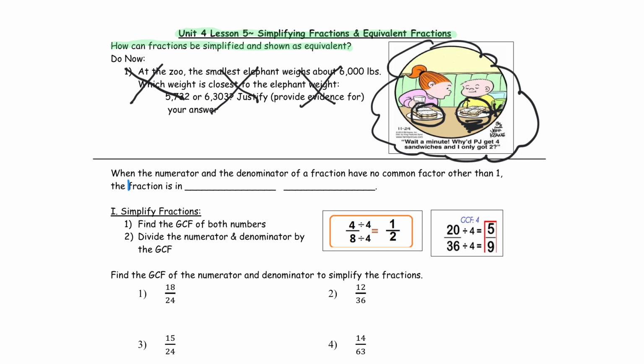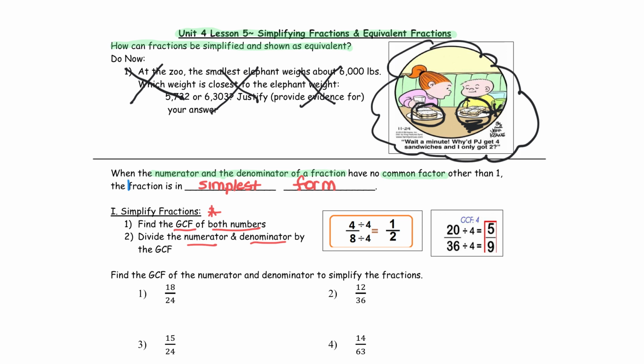Moving on, we can see when the numerator and the denominator of a fraction have no common factor other than 1, the fraction is what we call, do you remember this from elementary school? The fraction is in what we call simplest form. That means that there are no common factors in the numerator or in the denominator of the fraction. So when we simplify fractions, we are going to find the GCF of both numbers, divide the numerator and denominator by that GCF, and basically we're done.